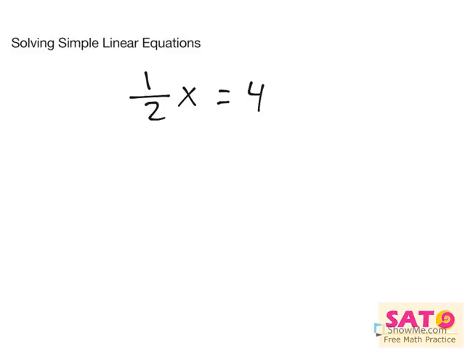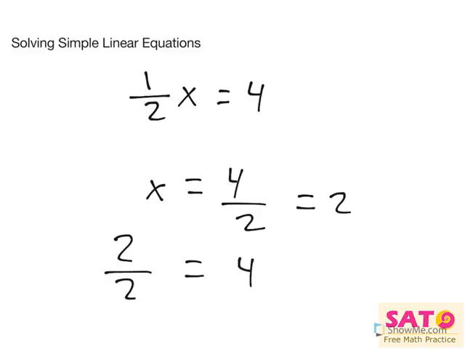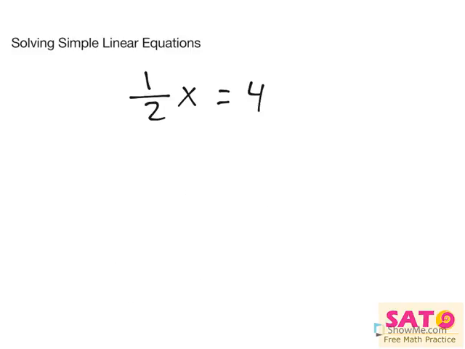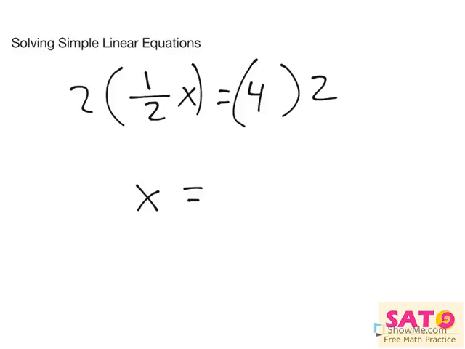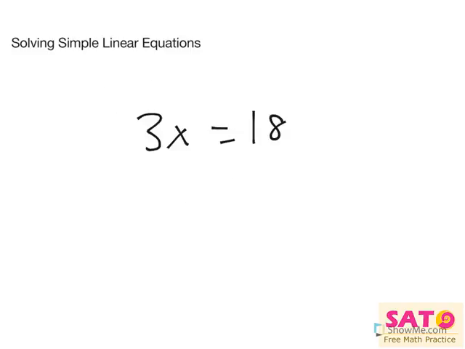If we were dividing, we have to be very careful that we multiply, not divide. A common mistake is that students will divide and do 4 divided by 2 equals 2. That doesn't make sense, because if you plug it back in, that means x would be 2, so 2 over 2 equals 4, which is not true. So we would multiply both sides by 2 to get rid of the coefficient, and we would get x equals 4 times 2, which is 8.